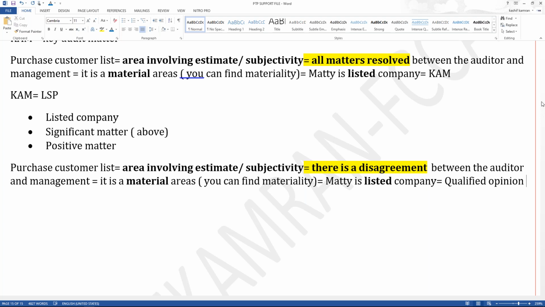So you need to know the logic well, that CAM will only come when it is a significant matter, but that matter has been resolved. CAM will not come for negative matters. CAM will not come for matters where you have disagreement. If you have a disagreement, then either you will issue a qualified opinion or you will issue an adverse opinion. You cannot have a CAM for a disagreement, right? And you cannot even have a CAM for a going concern issue, because for a going concern issue, we have a separate paragraph in the audit report.